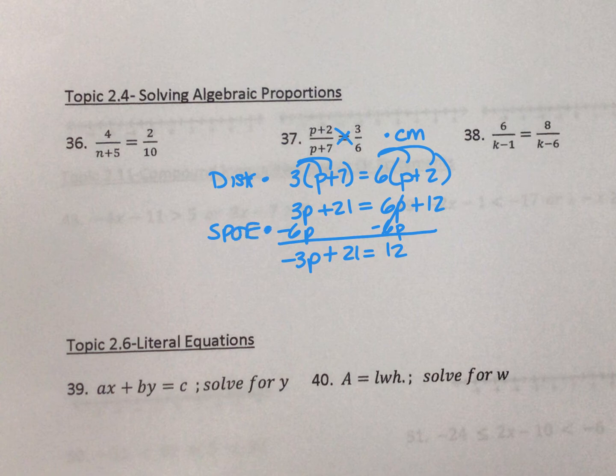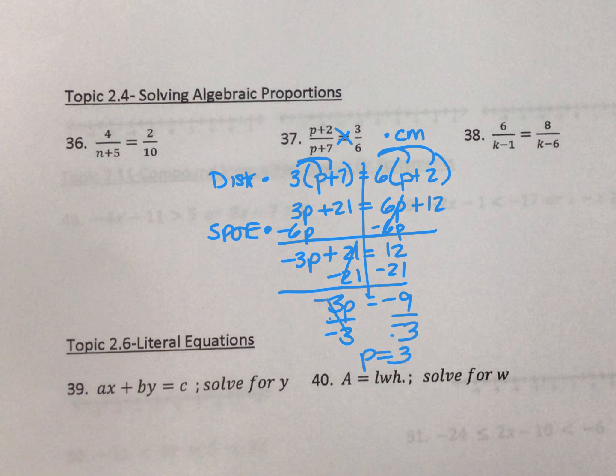Okay. All right, now we have to get rid of the 21 and the negative 3. Subtract 21. Negative 3p equals negative 9. Divide by negative 3. P equals positive 3.